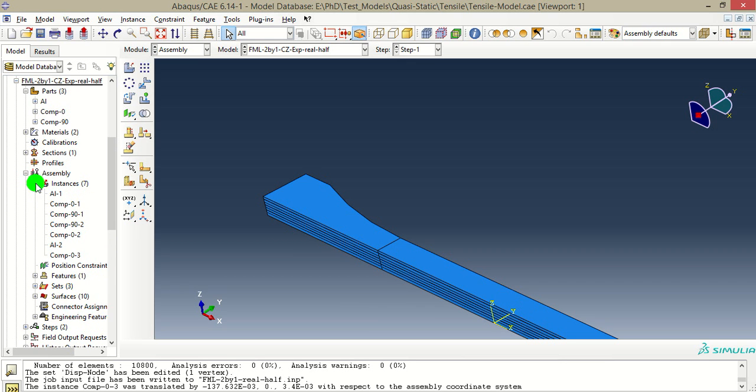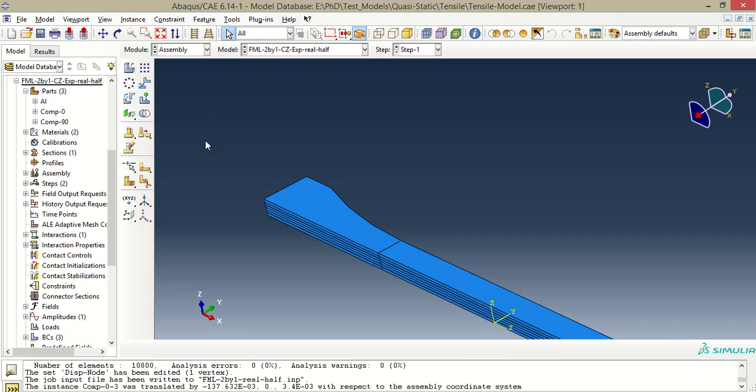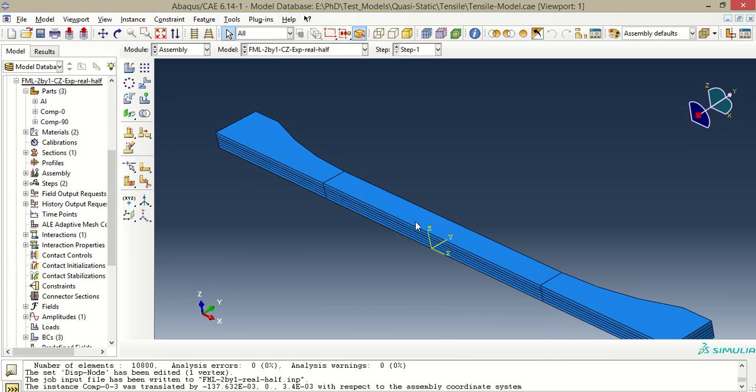I am just going to delete that extra one. So this is a very simple assembly module I have created. One by one you can assemble it together.